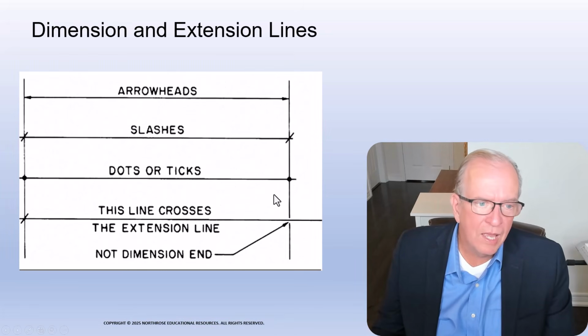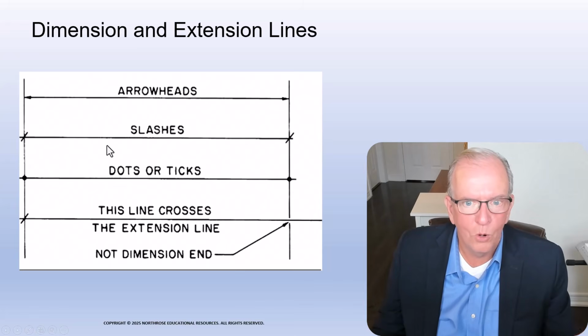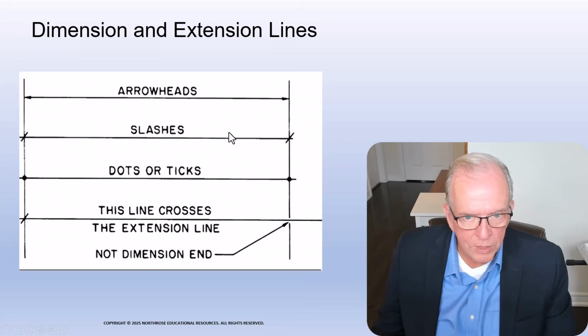Extension lines and dimension lines. So this would be an extension line. This is a dimension line. I don't know territorially where you are. In my area, we typically use slash lines for construction drawings. So it just means you're going from this point to this point. That's the slash line. Arrows can be used. You're going from this point to this point.